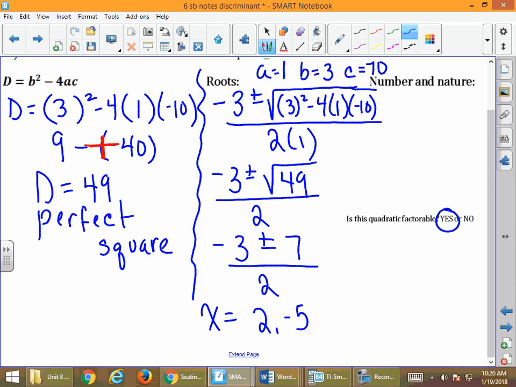And again, the discriminant and how many and what kind of roots are the number and the nature of the roots. What happens is when we use the quadratic formula, we see that we have 2 roots. And because there is not a square root and there is not an imaginary in there, these are called rational roots.